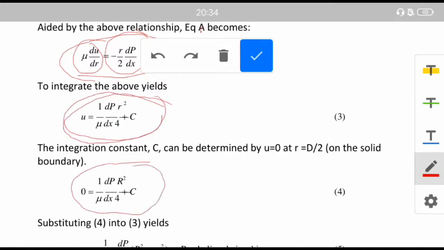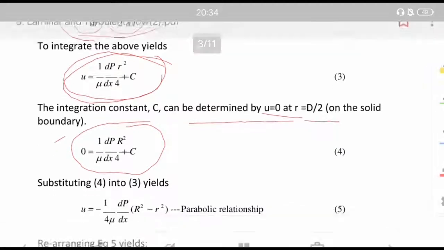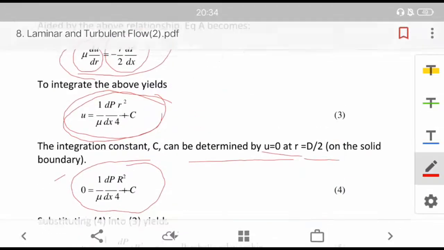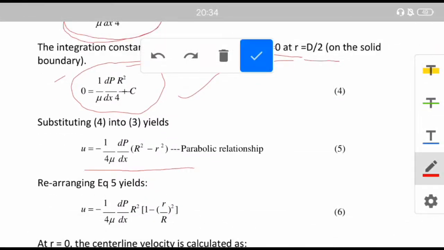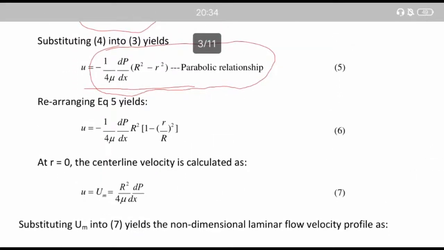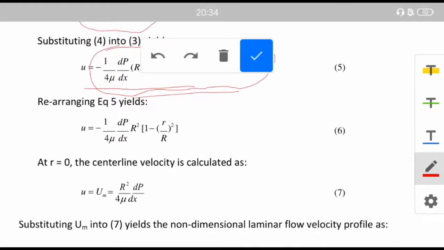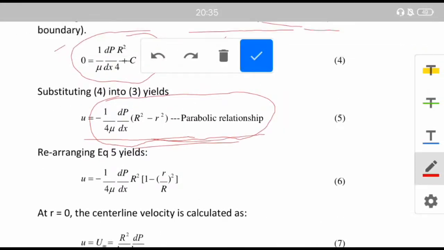The integration constant C can be determined by u equal to 0 at r equal to D by 2 on the solid boundary, and thus substituting equation 4 in equation 3, we get u is equal to minus this value. This is just simple mathematics and rearranging equation 5. On rearranging this equation, we get u is equal to minus 1 upon 4 mu dp upon dx, R square times 1 minus small r square upon capital R square.